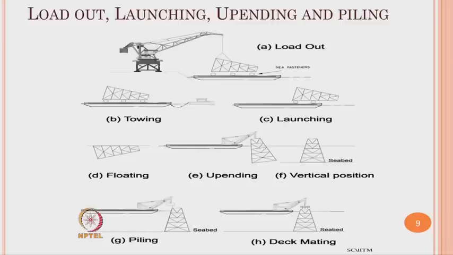There are typical operations involved in construction of an offshore platform. For example, the load out part, the towing part, the launching part, the floating part, the upending part, and keeping them in the vertical position, then anchoring to the seabed and then doing the deck mating. The deck is the top portion of this. So, these are different stages as you see here in offshore construction.